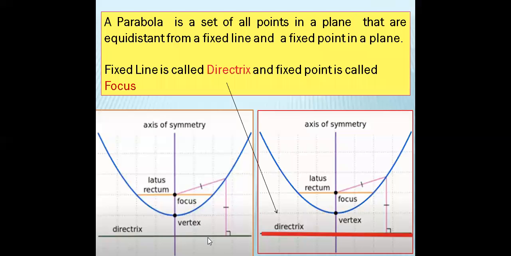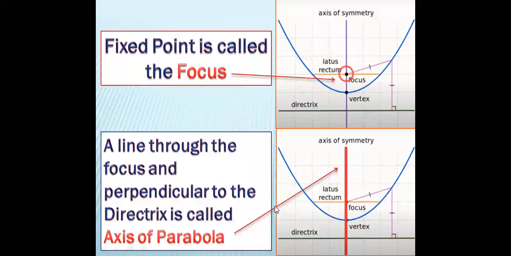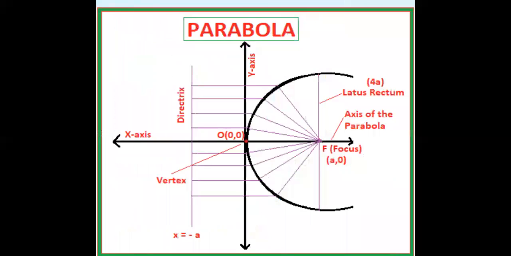This is the focus, this is the directrix, and this is the collection of all points which are at a fixed distance from the fixed point, the focus, and from the fixed line, the directrix. So the definition is: the collection of all points in a plane which are at a fixed distance from the fixed point and from the fixed line. The fixed point is called the focus and the fixed line is called the directrix. Now, the axis of symmetry is a line which passes through the focus and is perpendicular to the directrix.